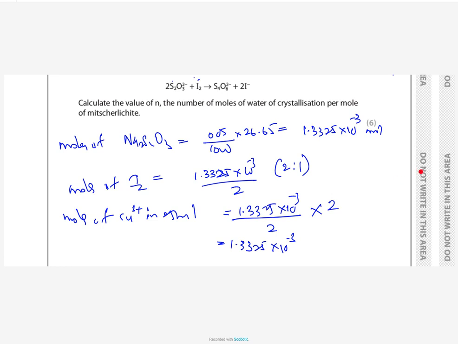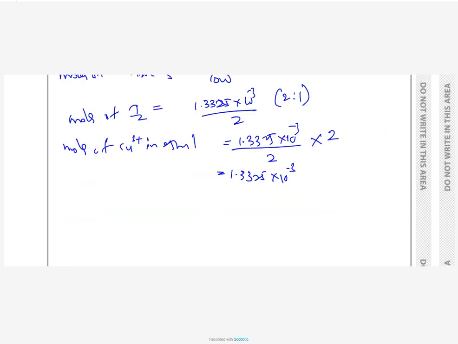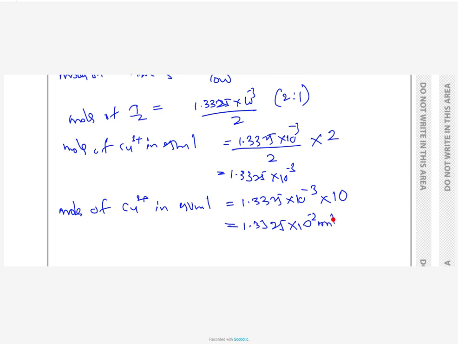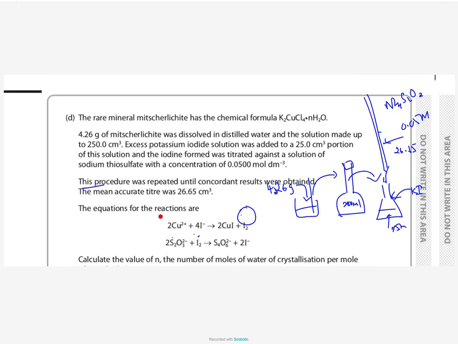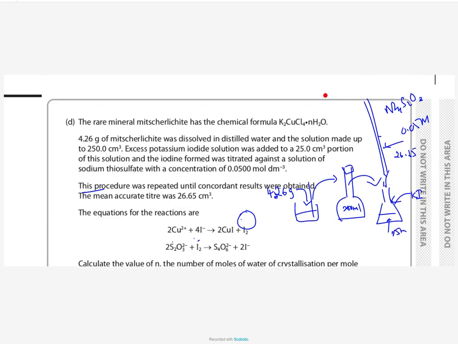And then you can find the number of moles in 250 ml. This is the number of moles in 25 ml. Sorry, the moles of copper 2+ in 250 ml: 1.3325 times 10 to the power minus 3 times 10, which is 1.3325 times 10 to the power minus 2. Moles of copper 2+ in 250 ml was found, right? Then, what's the next step? You have to now find what? The moles of copper 2+ is the moles of this, what do you call the mineral?